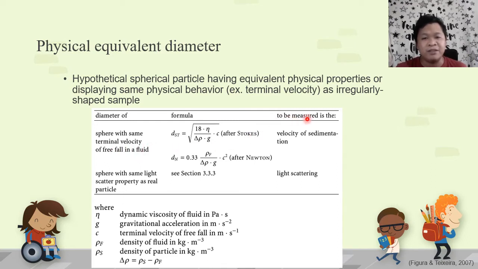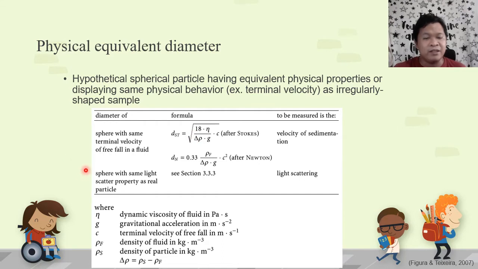So, usually ginagamit po iyon, for example, sa sedimentation velocity for calculating how long sedimentation takes place in a certain suspension, no, na magsettle sa bottom yung solids. So as you can see here, that equivalent diameter in this case, mathematically derived, is equal to the square root of 18 multiplied by the dynamic viscosity over the density difference between the fluid and the particle and your acceleration due to gravity.